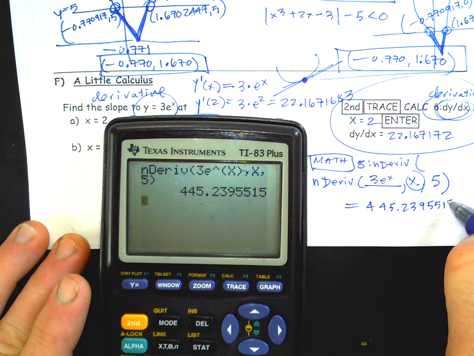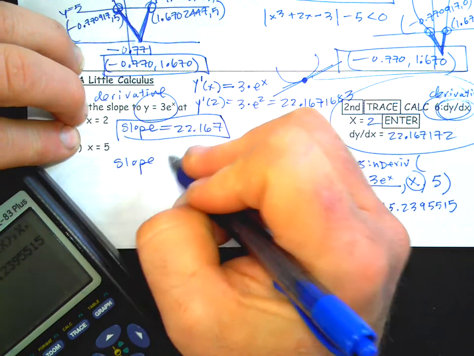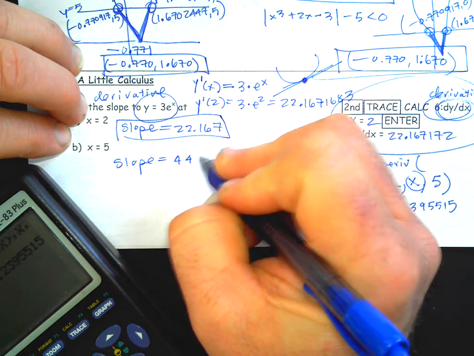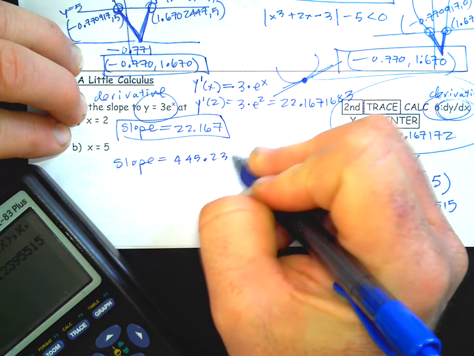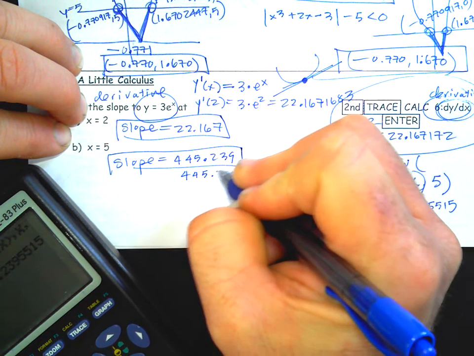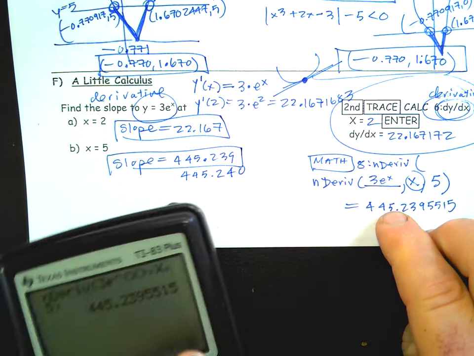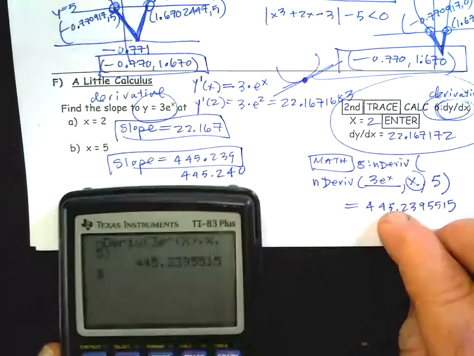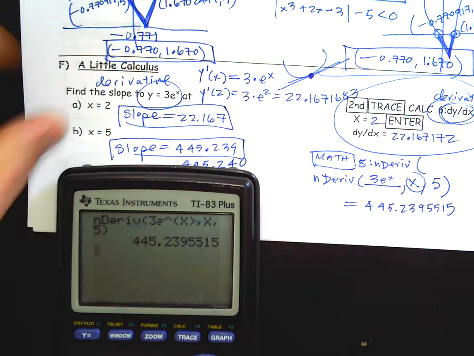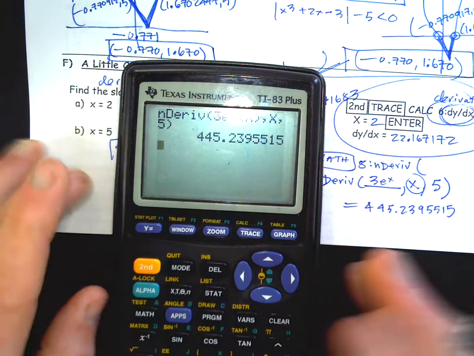So we could say the slope here equals 445.239. If you round it, it's 445.240. I'd write the 0 because that communicates to me that you're rounding to the nearest 3 decimals and not 2, even though it happens to be the same. So you could do that. I mean, that's the same answer we would get from the graph screen.